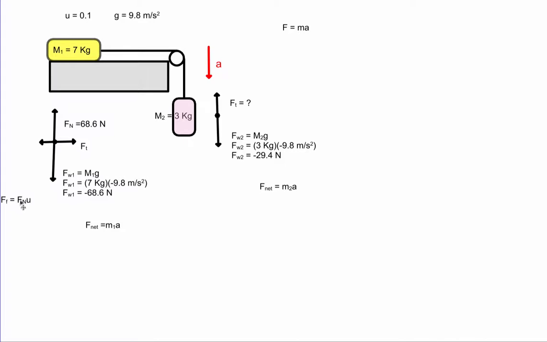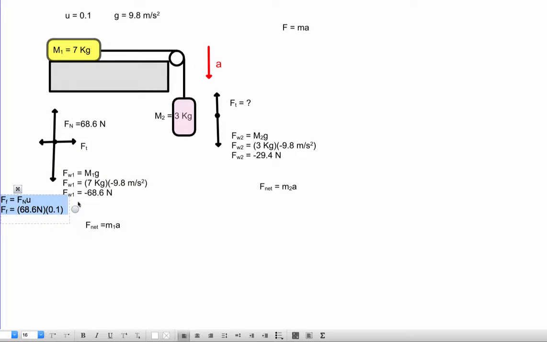So the easiest thing to do from this point is to start by finding the force of friction. If you follow along in the blue, that's where I'm working. The normal force times the coefficient of friction will give me the force of friction. That would be 68.6 newtons times 0.1, the coefficient of friction, and that gives me a force of friction of 6.86 newtons.